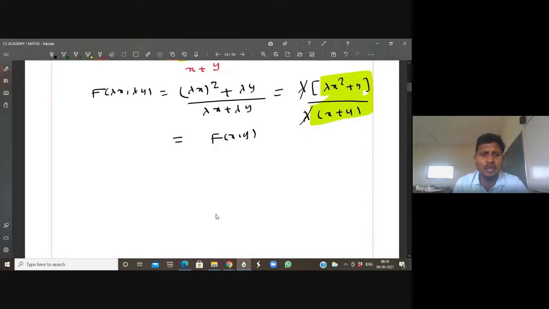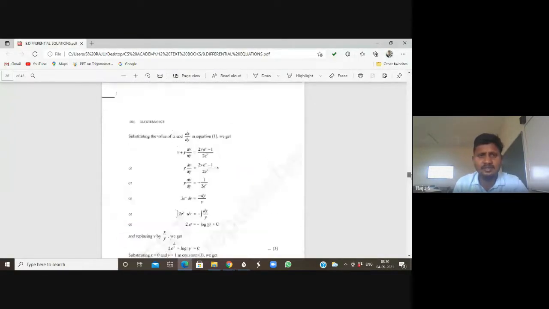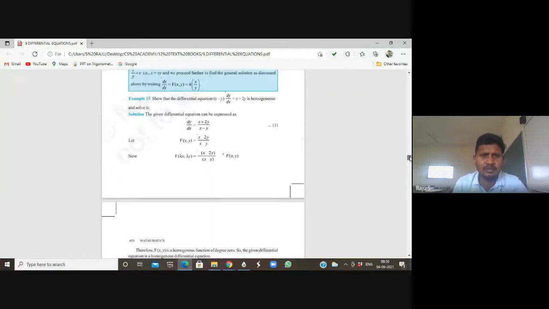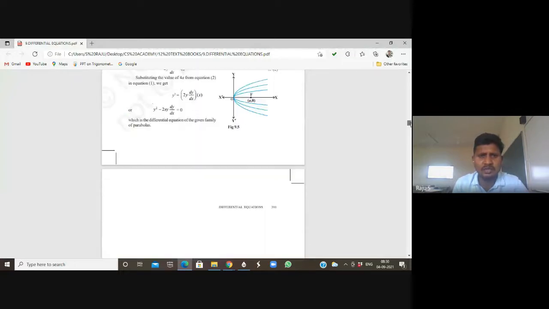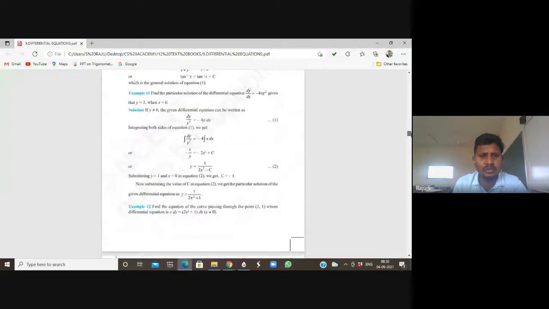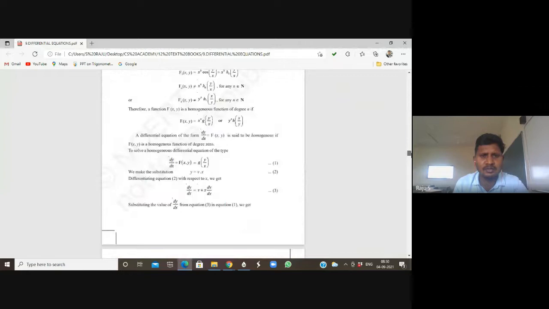Let us see an exercise. First, everyone, you can observe whether it is a homogeneous function or not. In the given question, first you have to check whether the given function is homogeneous or not. If it is homogeneous, then only you can go through the procedure, right?